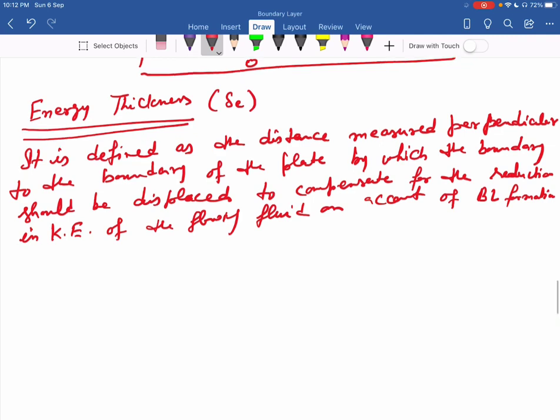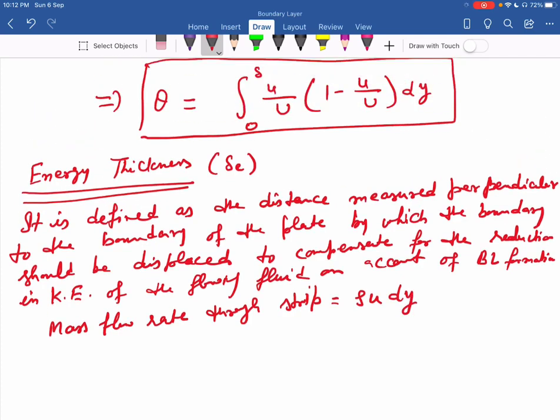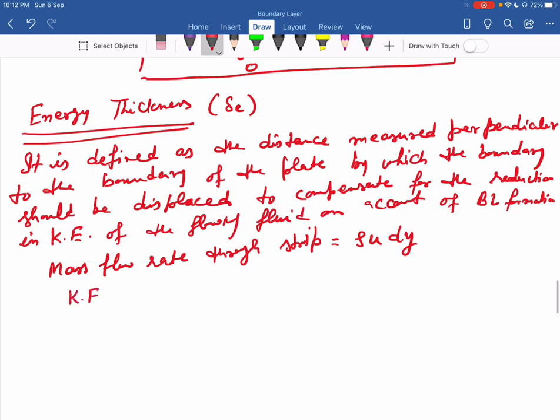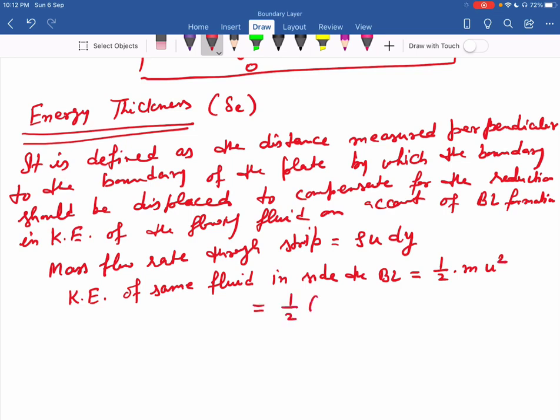Okay, so now I again write the mass flow rate through the strip. That is rho u dy. Now I can write the kinetic energy of the same fluid inside the boundary layer. That is half into mass into its velocity square. So that becomes equal to 1 by 2, mass is rho u dy, into u square.